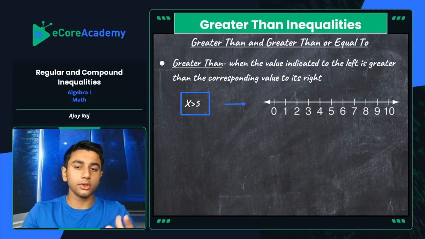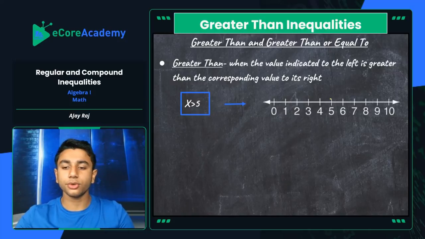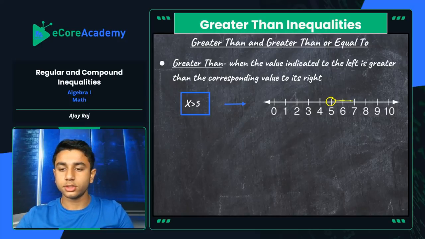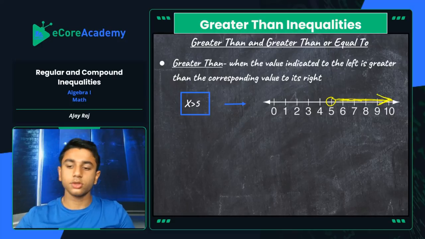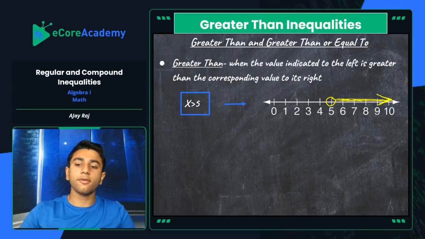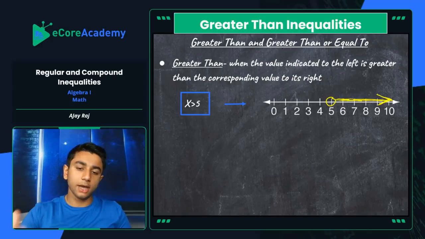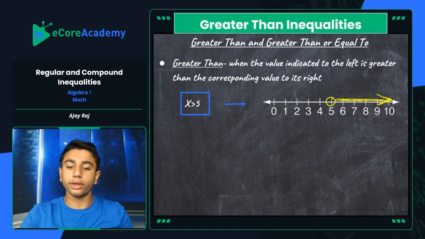So how exactly do we represent that? We're going to put an open circle here on 5 because it's excluded. And then we're going to draw our line going towards the right-hand side, as so. So it's going to be moving towards the right, like I said before. Less than, you're going towards the left. Greater than, you're going towards the right. Increasing values go rightwards. And then, of course, 5 will not be included in this data set because it's only greater than.